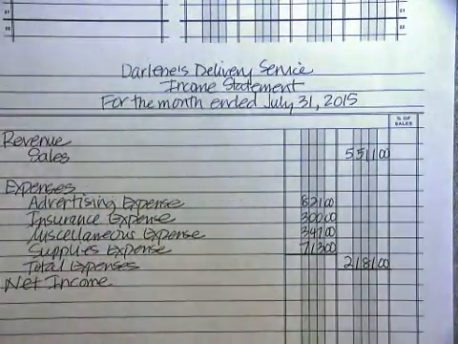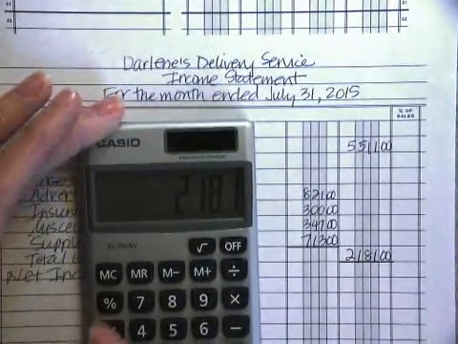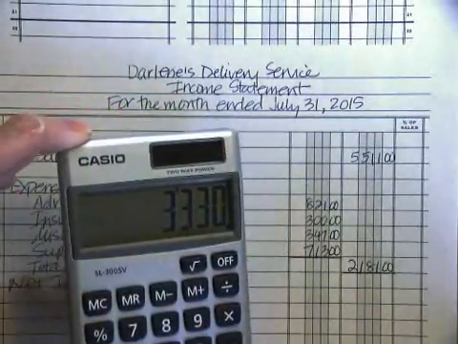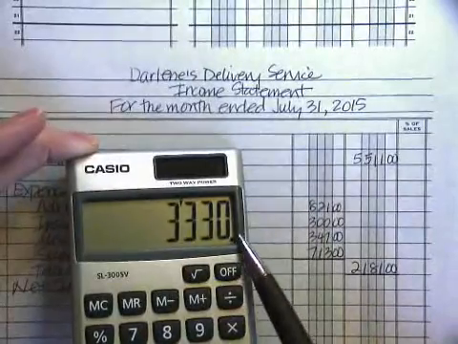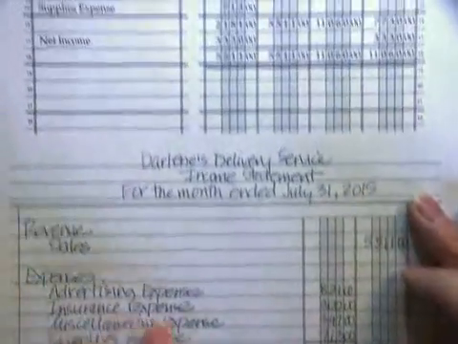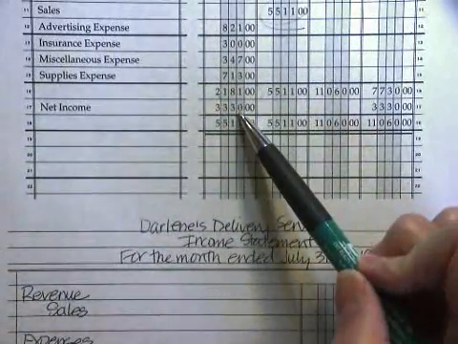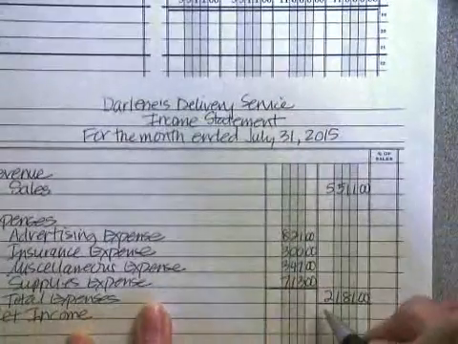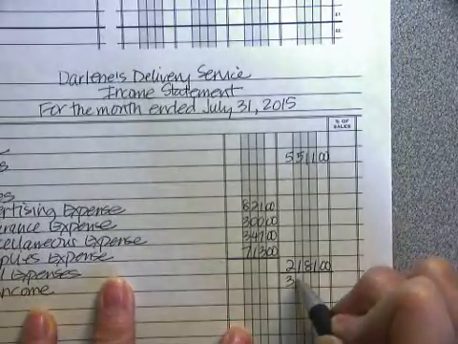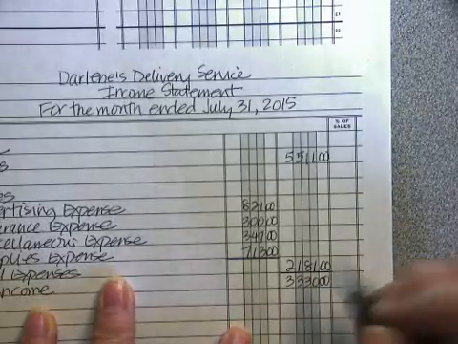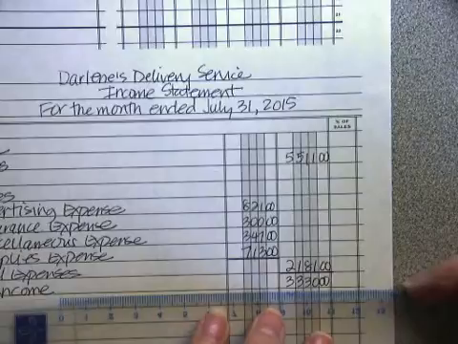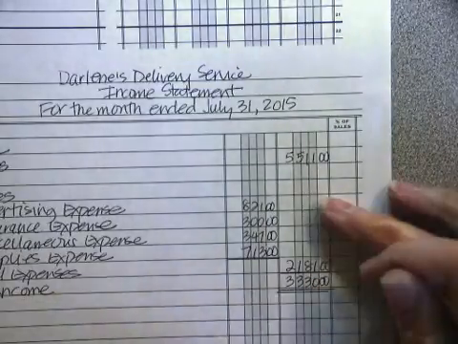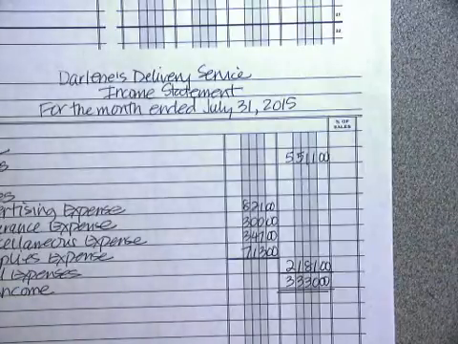Now I'm going to subtract that. And I get $3,330. So again, go back up to your worksheet and check. Yes, that's what I have for my net income, $3,330. So we'll record that here. And double underline, because that report is done. Well, that section is done.